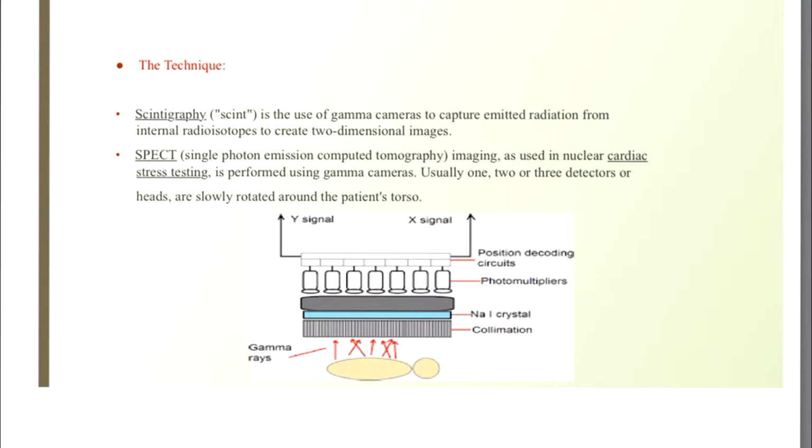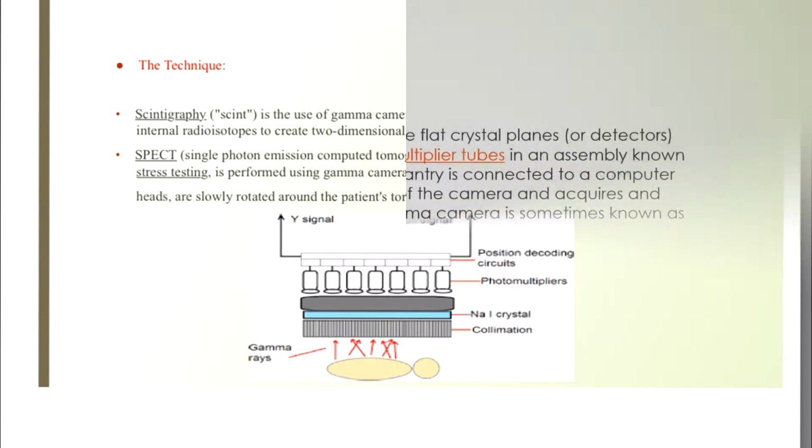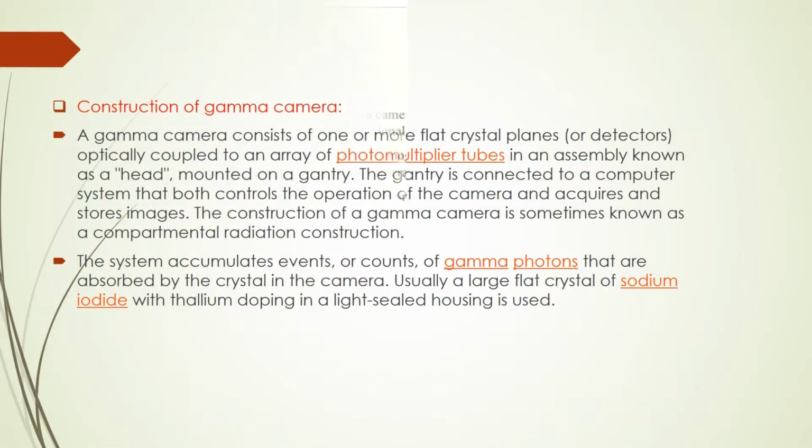SPECT, also known as single photon emission computed tomography imaging, is used in nuclear cardiac stress testing and is performed using gamma cameras. Usually one, two, or three detectors or heads are slowly rotating around the patient's torso. Now let's talk about the construction of the gamma camera.